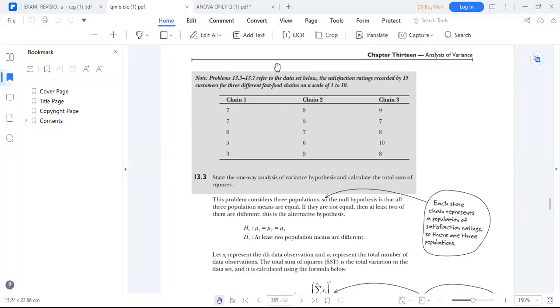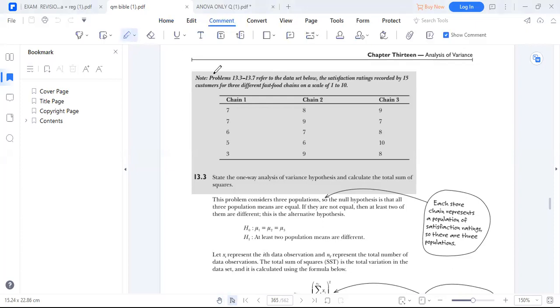So we're going to find the totals. What totals did you find for chain one? That was n, and that was the summation of x squared. So chain one, what was the total?